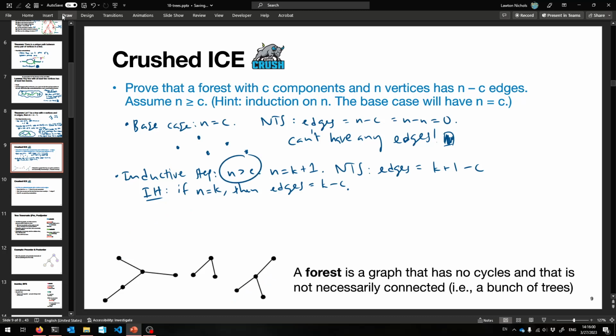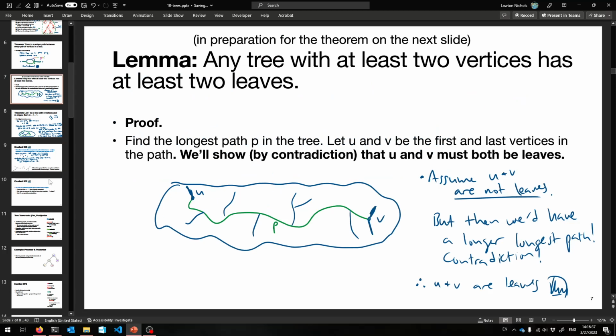If n is greater than c, what does that mean? That means that they don't all look like this. At least somebody has an edge that actually means something. So there exists a component that has a size that's greater than 1. If n is greater than c, there's more nodes than there are components. Somebody has to be connected to somebody else. There has to be an edge. There exists a component of size greater than 1. By our lemma, you can find 2 leaves. We just need 1 again.